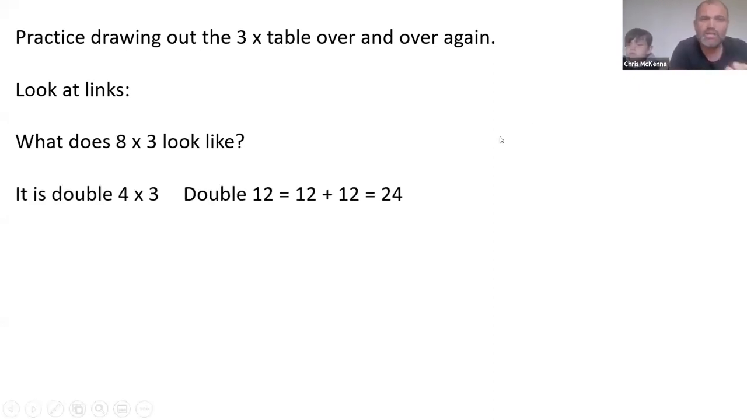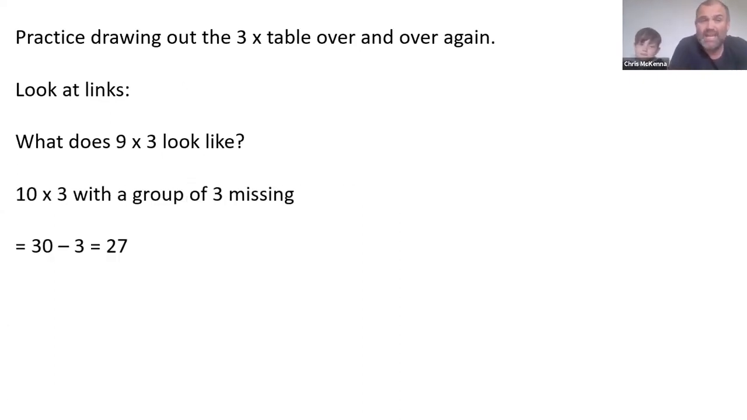You might look at a question, what does 8 times 3 look like? Well, you might see it's double 4 times 3. So you can see within the 8 times 3 picture, it's 4 3s plus another 4 3s, so it's double 12, or 12 plus 12, so it equals 24. So that's another way to look at connections and think about what 8 times 3 looks like, or just patterns within the 3 times table.